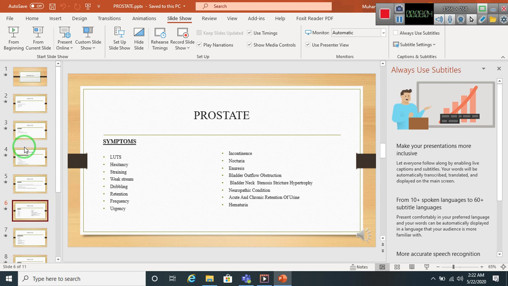Hematuria. As we discussed, blood passes in the urine as there is congestion of the bladder and the urethra.